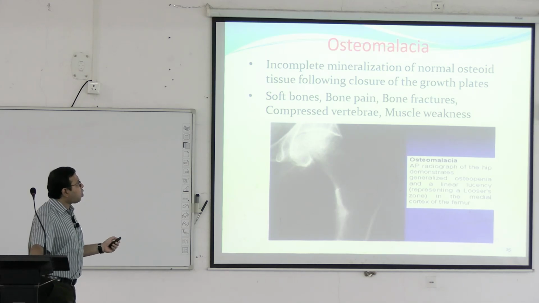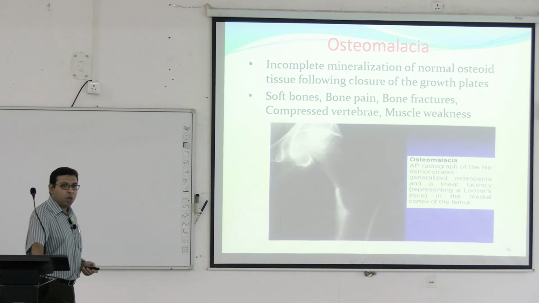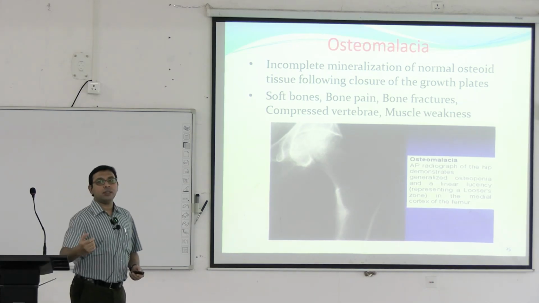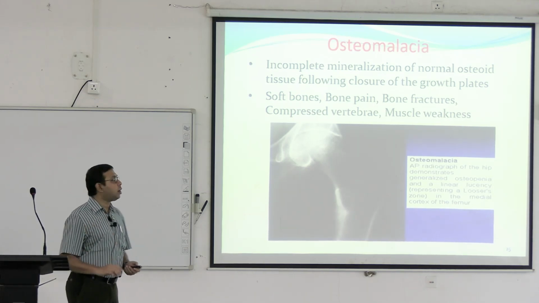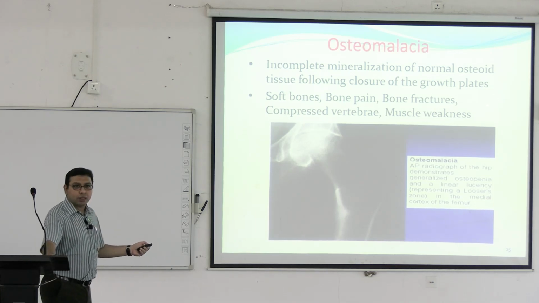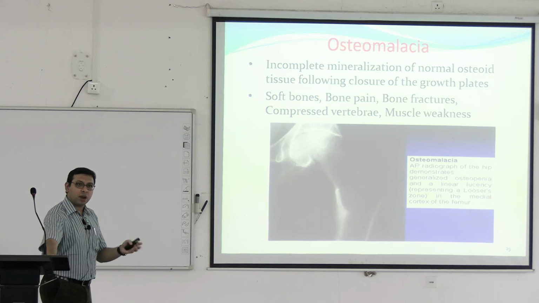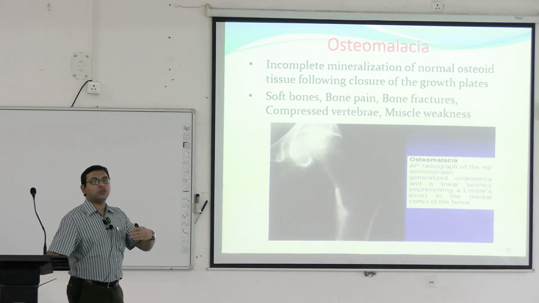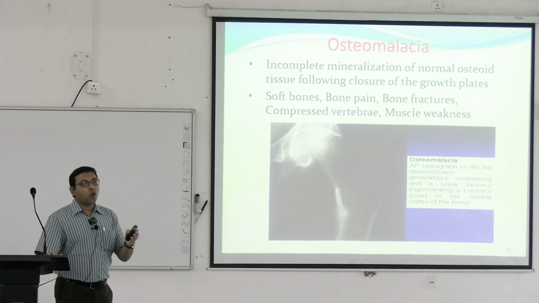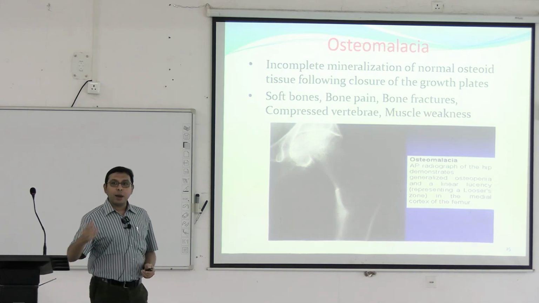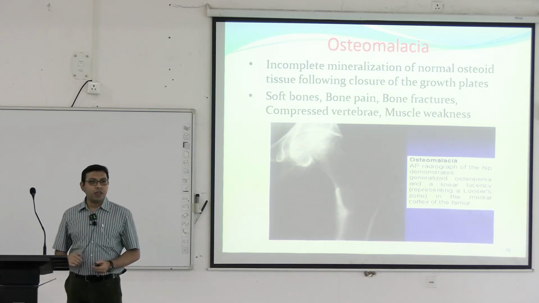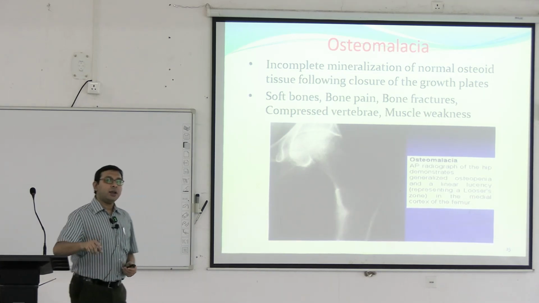This is osteomalacia. Osteomalacia is basically incomplete mineralization of the normal osteoid tissue. Osteoporosis means the normal osteoid is less, that is suboptimal osteoid. Here the osteoid is normal, but the mineralization is suboptimal. Growth plate closure occurs when children reach adult age, after which they will not become any taller. After growth plate closure, vitamin D deficiency leads to osteomalacia. Before growth plate closure, vitamin D deficiency with incomplete mineralization leads to rickets.